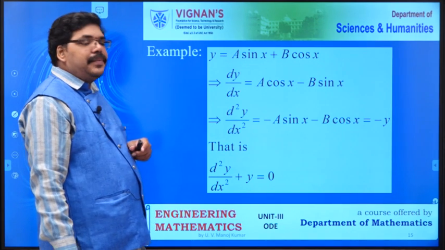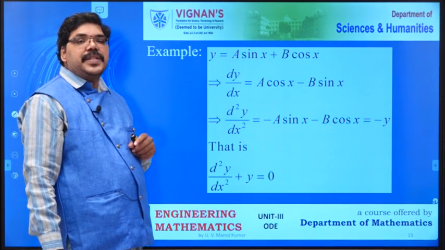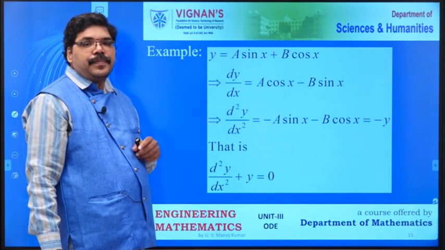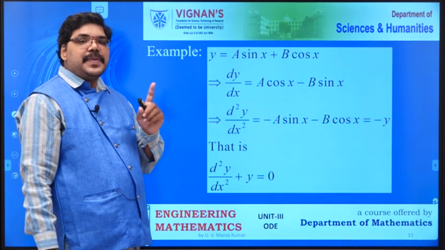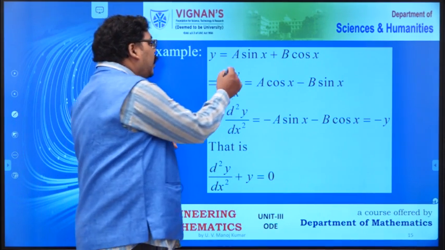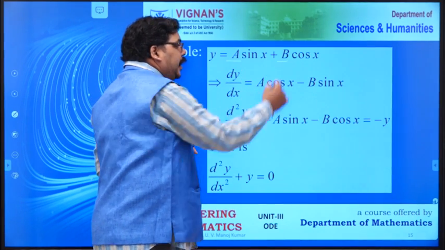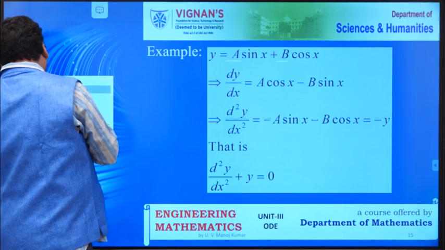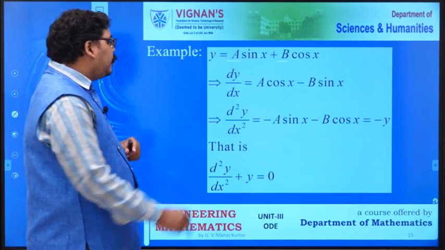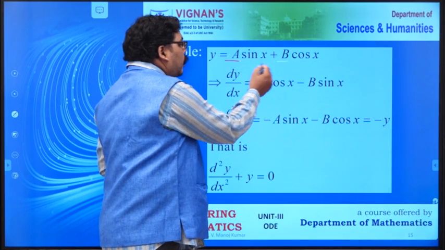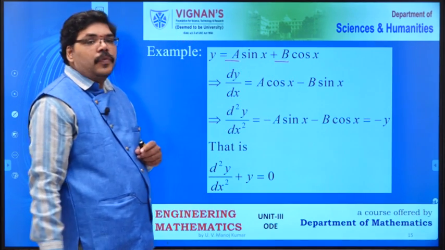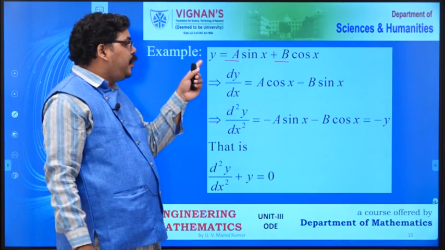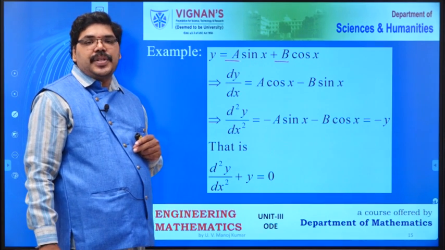Okay, see the example here. Here I have the expression y equals a sin x plus b cos x. In this, a and b are arbitrary constants. So the expression y equals a sin x plus b cos x has two arbitrary constants.